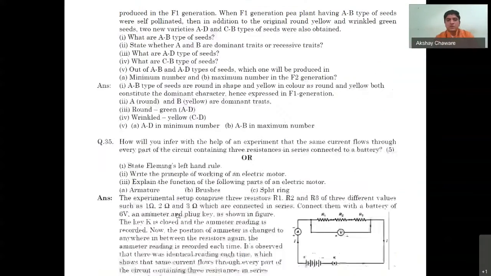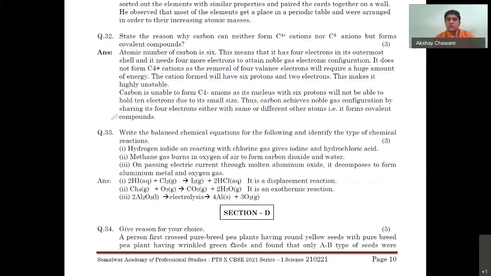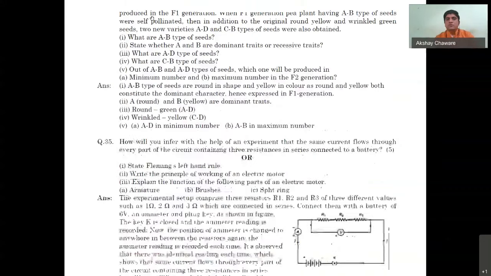Now in section D, give reason for your choice. First cross. This is from Heredity and Evolution, Mendel's experiment. So pure breed pea plants having round yellow seeds crossed with pure breed pea plants having wrinkled green seeds, and found that only AB type of seeds were produced in the F1 generation.